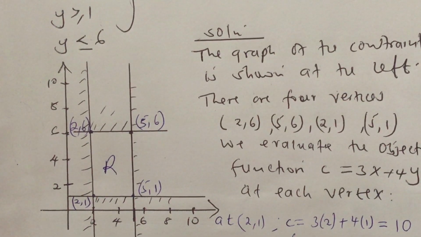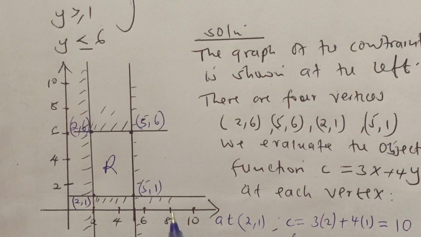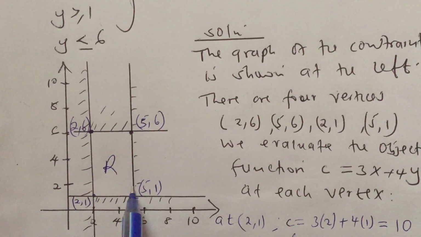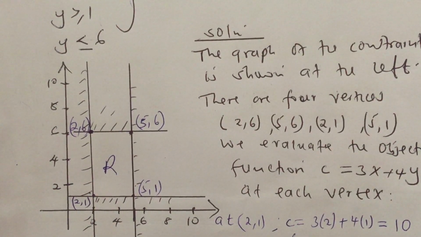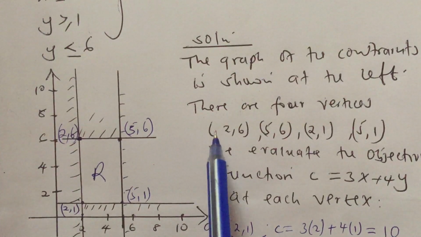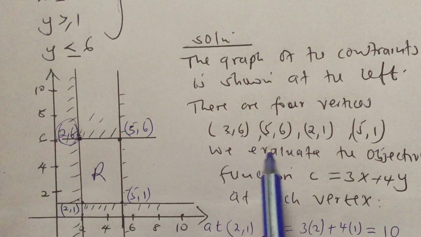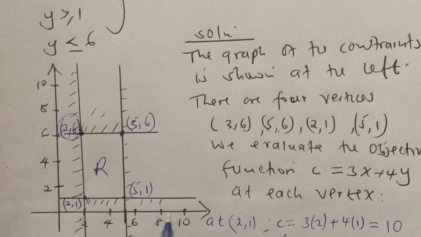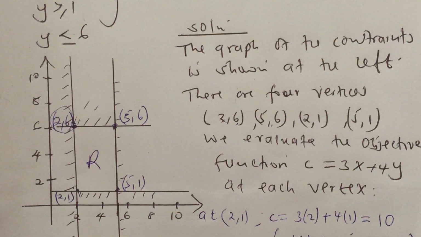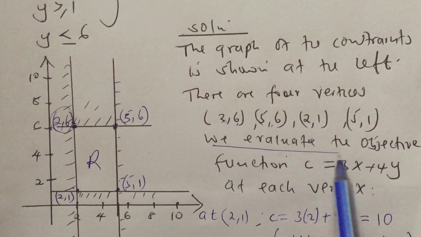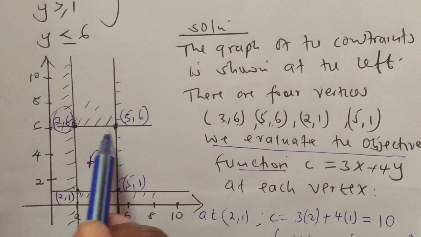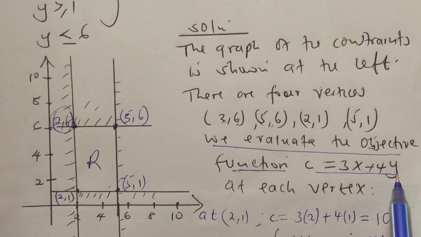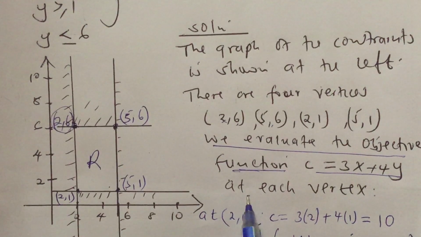So in the previous video, we said that we need to read the values of the vertices. So you can see this required region has four vertices, as you can actually see, which are 2, 6 here, then 5, 6, then there's also 2, 1, and the last one is 5, 1. Then what we need to do now is to evaluate the objective function at the vertices. So I've said the objective function is given by 3x plus 4y at each vertex.